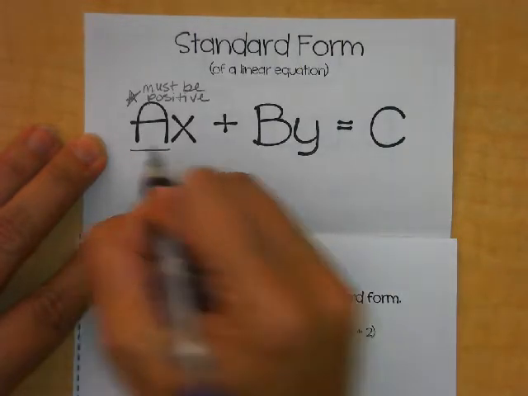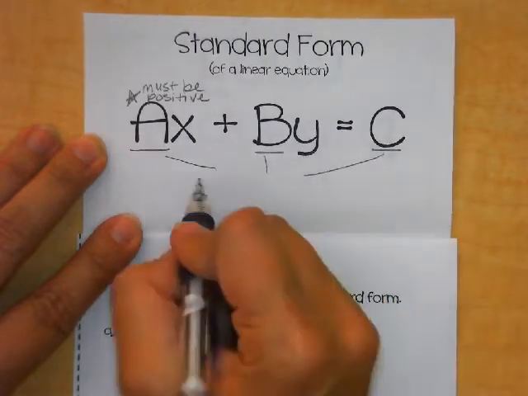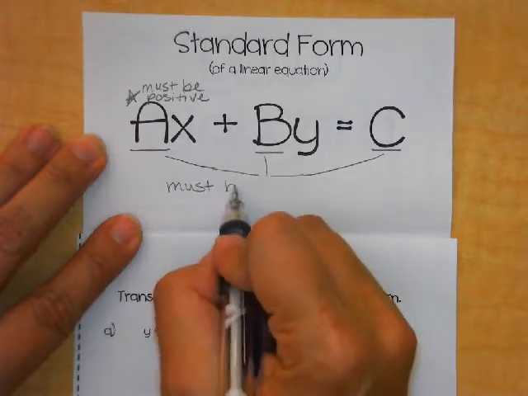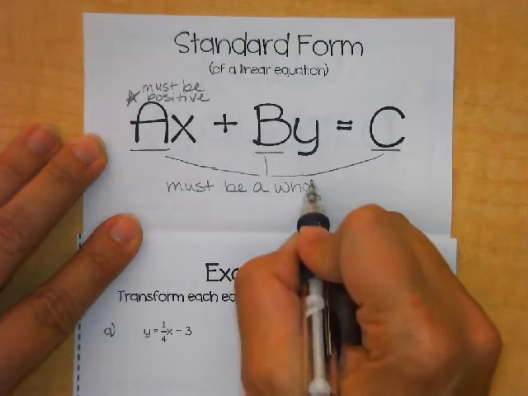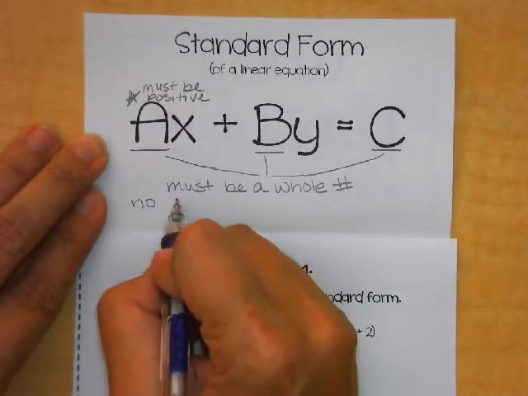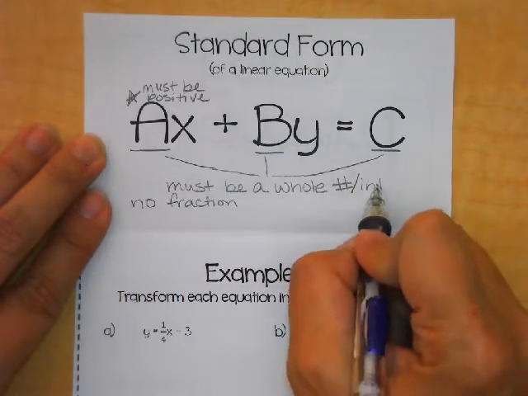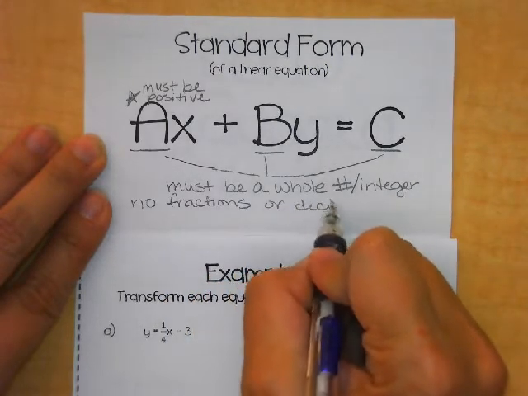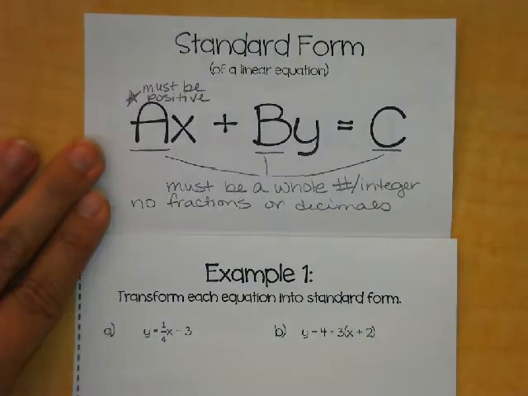And then we're going to underline A, B, and C. They must be a whole number, right? No fractions. You can also write integers here. No fractions or decimals. Let you get caught up on writing that, and that's what we're going to talk about.